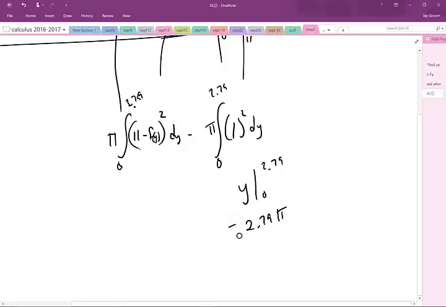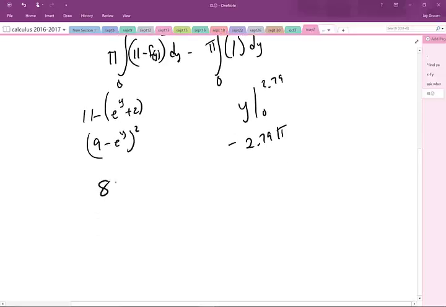Now this one over here, this is going to be gross. Because what is our f of y? Our f of y is e to the y plus 2. The original function is plus 2. So this is going to be 9 minus e to the y, squared, is what we're going to be working with. That is our actual function. So if you FOIL that out, you're going to get 81 minus 18 e to the y plus e to the 2y.